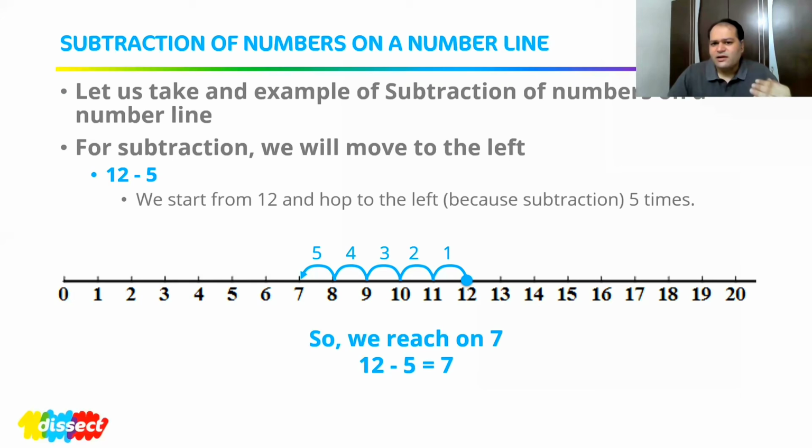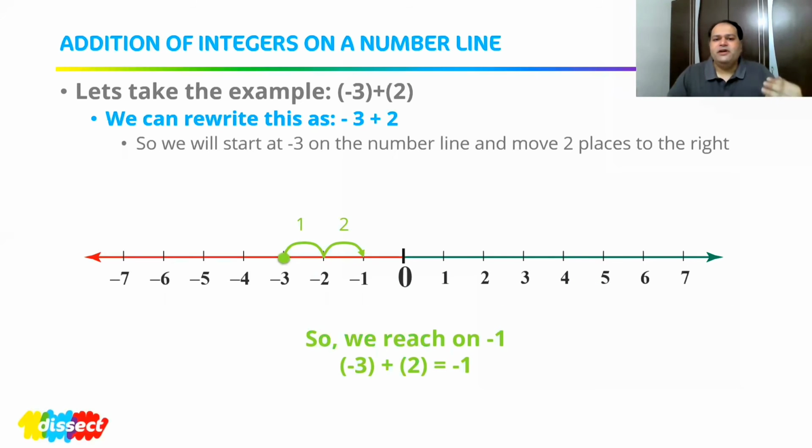Now let's take another step. If we are trying to look at addition or subtraction of integers, till now we have seen only positive integers, but now let's explore what happens when there are negative integers as well. So let's take the first example, minus 3 within brackets plus 2.